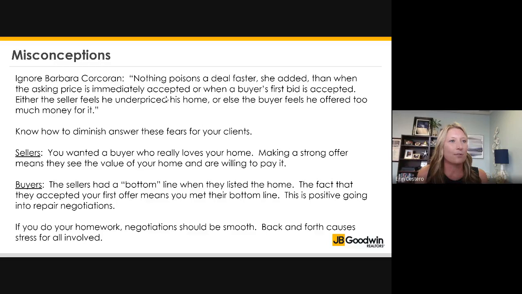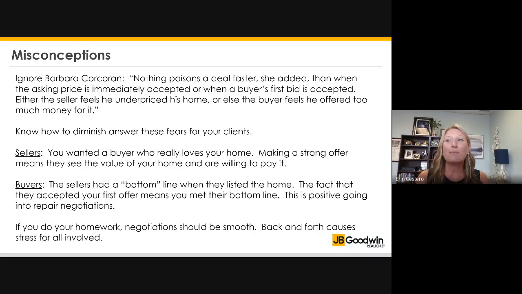How many people, I'm going to ask for a show of hands, have dealt with that? Oh, they took our offer just as it was written. We must have offered too much. We could have gotten a better deal. Or you get 5 offers on day one, and your sellers say, we should have asked more. And there's this feeling. Know how to diminish those fears for your clients.